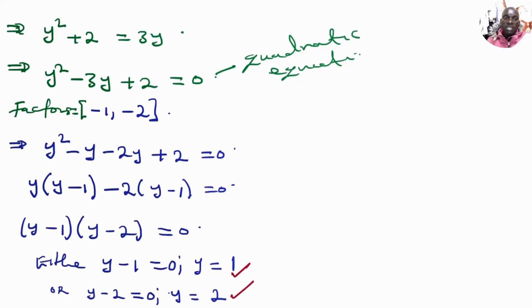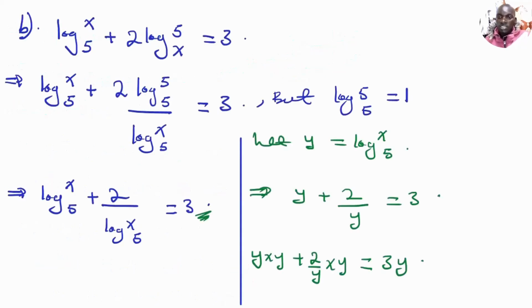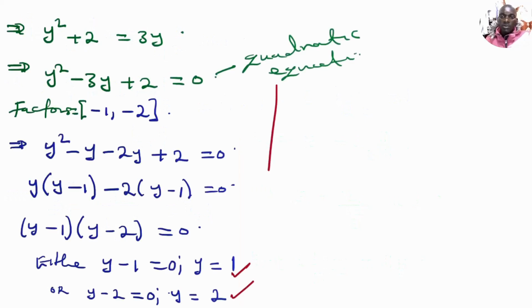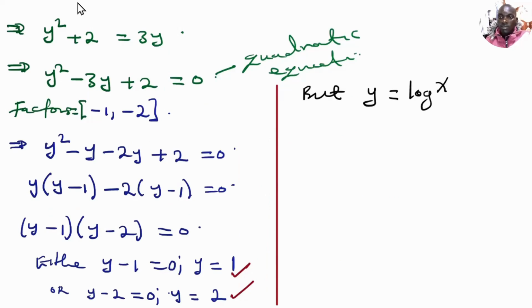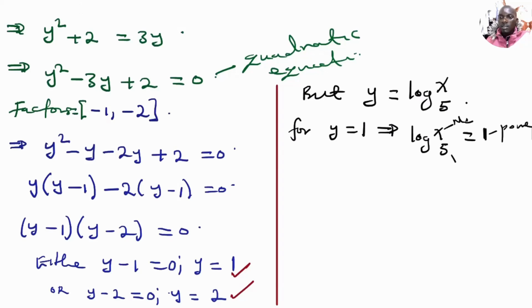So remember, we let y be the log of x base 5. So now the next step, we can proceed and get the values of x. We say that y is equal to the log of x base 5, implying that for y equals 1, it means that the log of x base 5 equals 1, whereby this is the power, this is the number, and the 5 is the base. So in form of indices, we are going to have x being equal to 5 raised to power 1, implying that x equals 5.